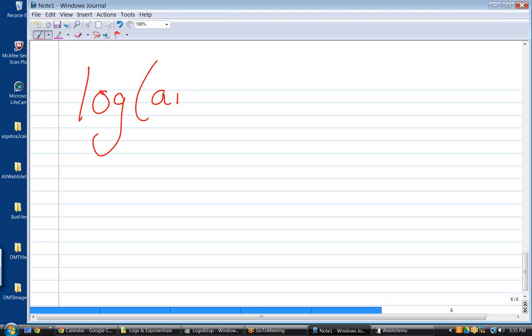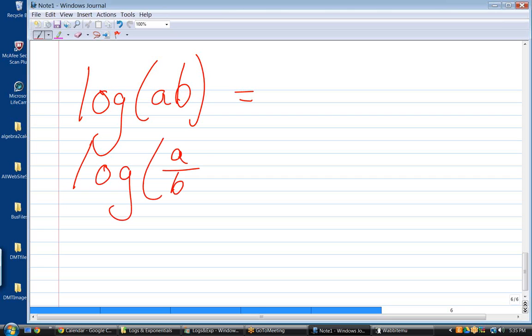The log of A times B is equal to what? We're going to have three things. We're going to have the log of A times B, the log of A divided by B, and the log of A to the B power. Each one of these expands into something a little more useful for us.